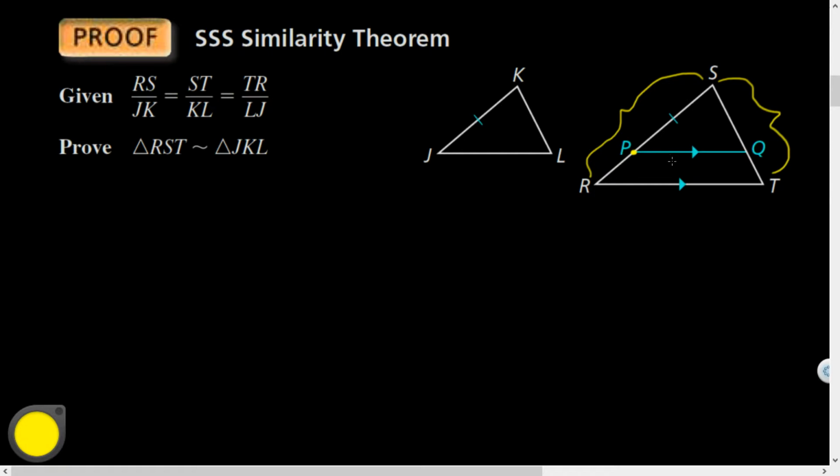Now, since I have that point, it is possible to construct a parallel segment to this other side here. So imagine a parallel segment through that like so. You agree? Yes. Now, because it's possible to draw a parallel segment, I could use the corresponding angles theorem, and those two angles would be congruent. And I could then say that triangle RST is similar to triangle PSQ.